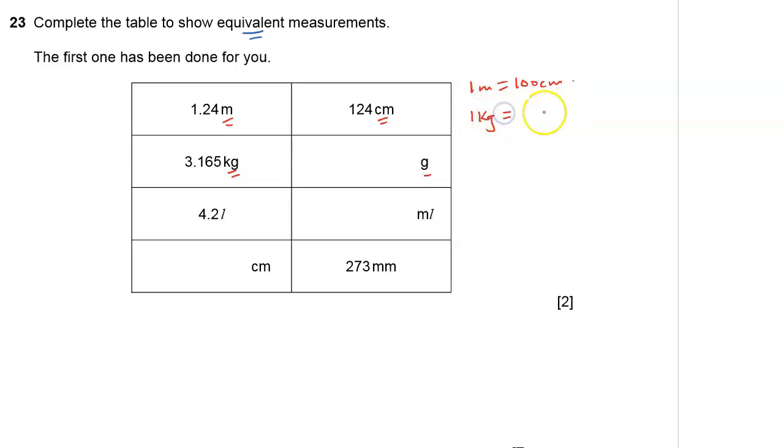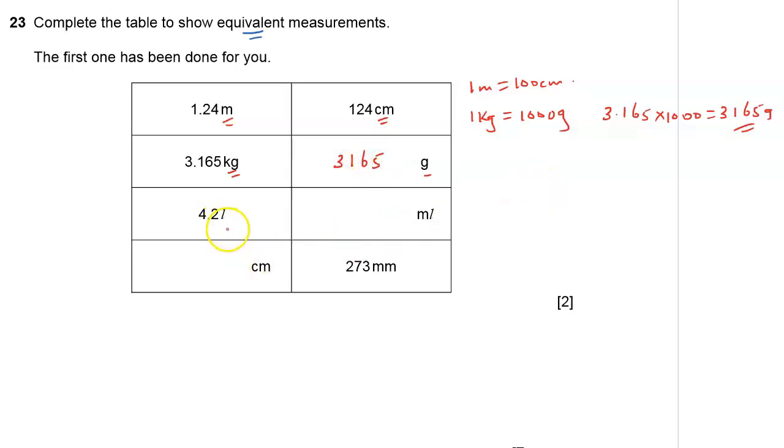The second one, we need to convert kilograms into grams, and therefore we know that 1 kilogram is equivalent to 1,000 grams, and therefore here we have 3.165 kilograms. So to change that into grams, we multiply by 1,000. So we have 3.165 times 1,000. This should give us 3165 grams. And that is what we write here.